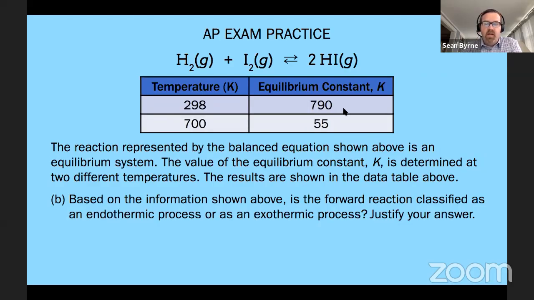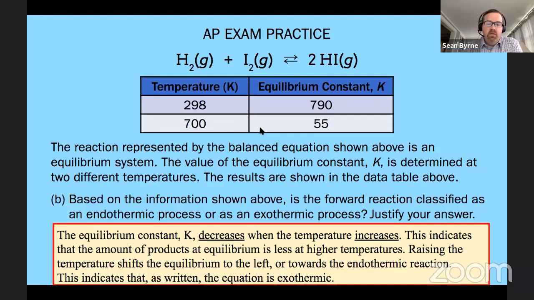Because the equilibrium constant is written as products over reactants, this hints at the idea that when the temperature goes up, we have fewer products relative to reactants in our second experiment here. So I think a good response to this would say that the equilibrium constant K decreases when the temperature increases. We're stating what piece of evidence we're pulling out from this data. And this indicates that the amount of products at equilibrium is less at higher temperatures.